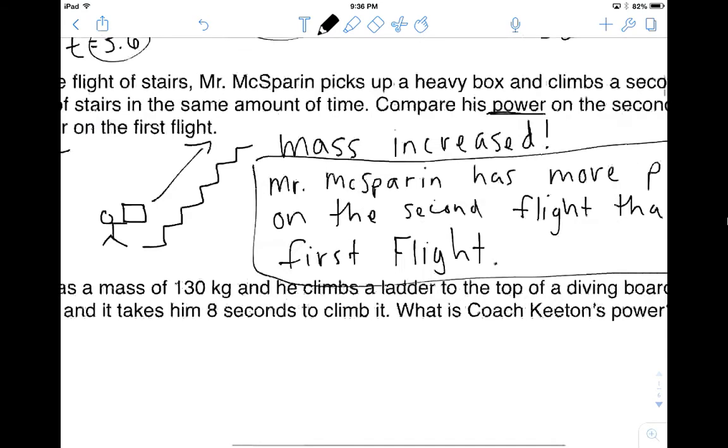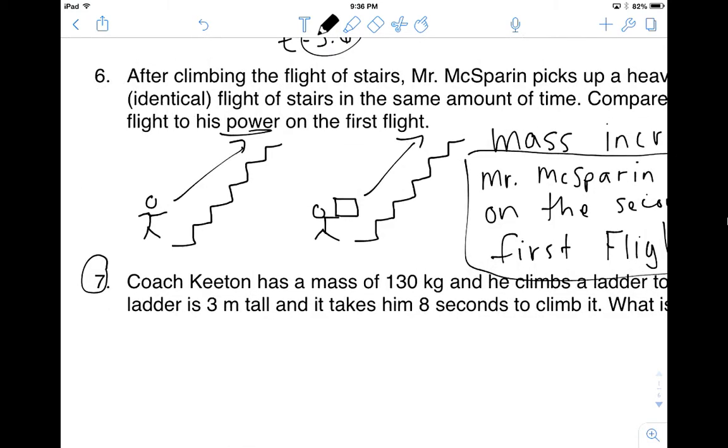And that really makes sense, okay? Because if we think about which one of these guys is more powerful, well, the guy that can run up the stairs in the same amount of time with a heavy box is more powerful than the guy with no box. So really, common sense-wise, that makes perfect sense here. Okay, again, if you have any questions, make sure that you're asking me right now.